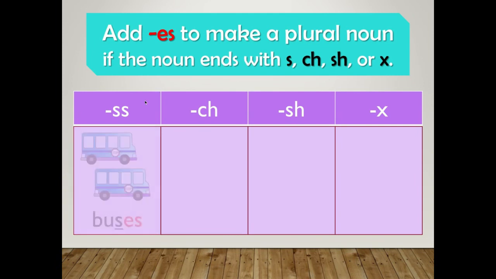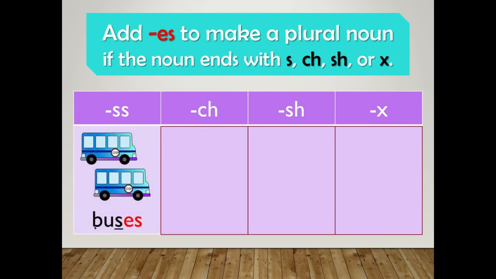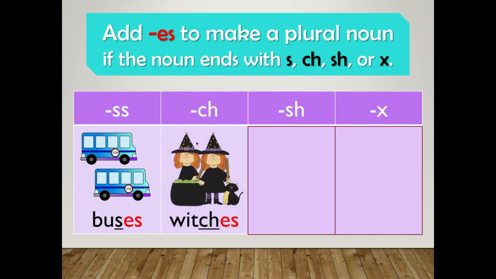So let me show you how this works. I could have one bus, B-U-S, and it ends in S. Or I could have 2 buses. Bus ending in S, see here, tells me I need to add ES to the end. There might be 1 witch, or there might be 2 witches. Look, witch ends in CH. So here it tells me that I need to add ES to the end of witch to show that I've got 2 witches.